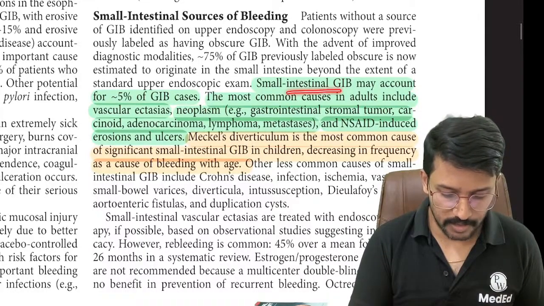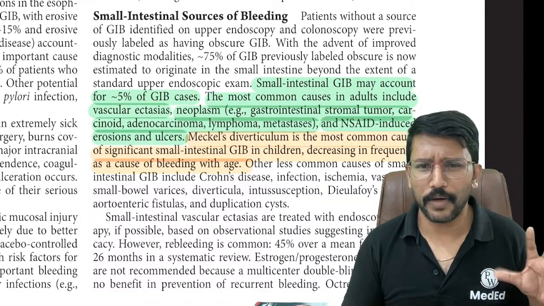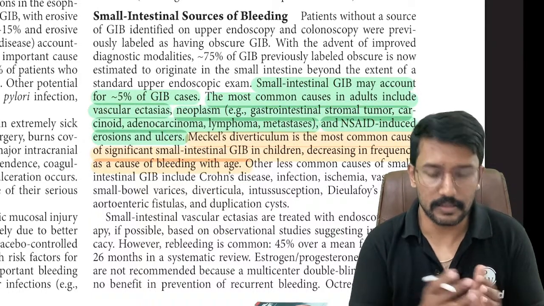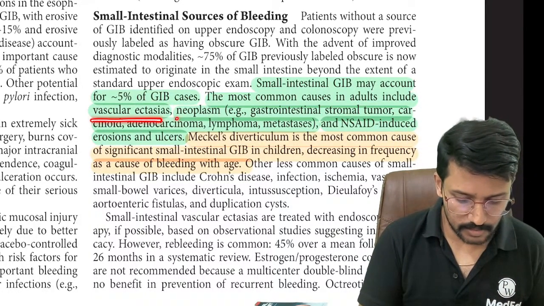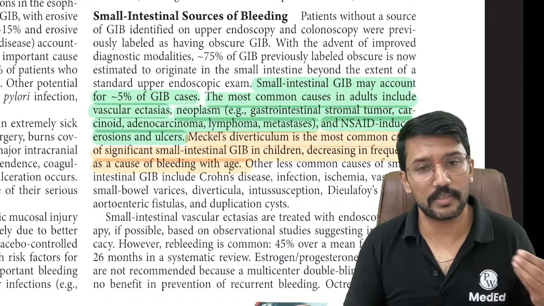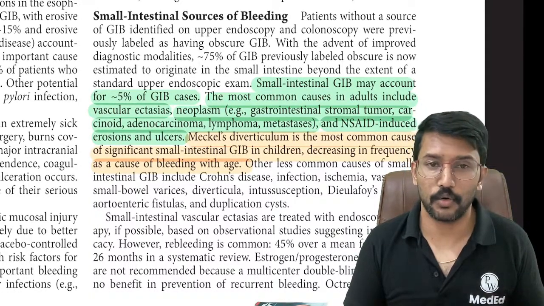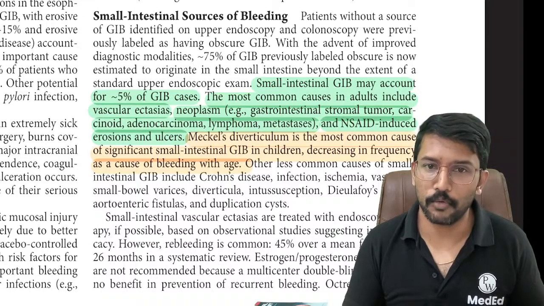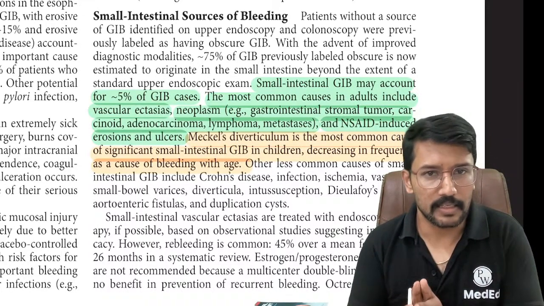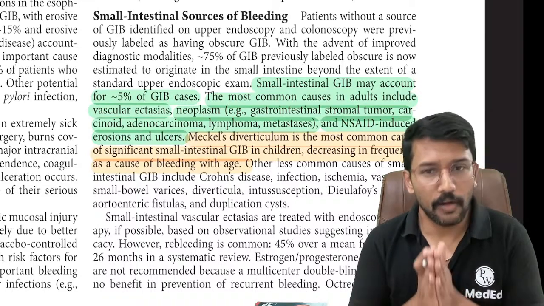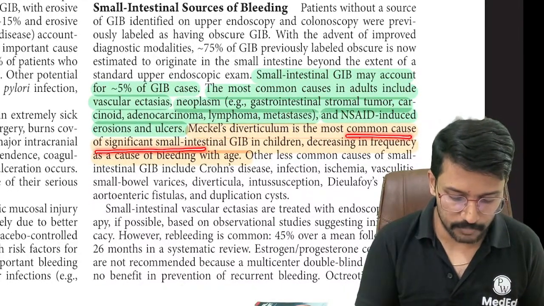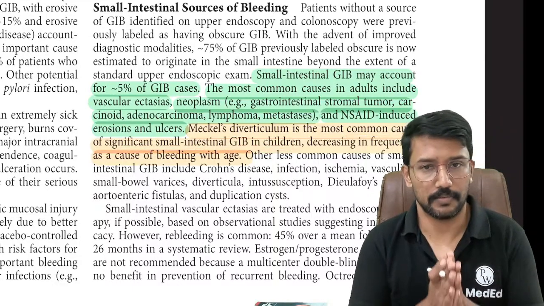Right? Small intestinal GI bleed, he says, may account for around 5% of all gastrointestinal bleeds. And the most common causes in adults are vascular ectasias, the tumors originating from the small intestine, like the GIST, gastrointestinal stromal tumors, carcinoids, adenocarcinomas, lymphomas and METs, and sometimes NSAID induced ulcers and erosions. Okay. He also mentions that Meckel's diverticulum is the most common cause of significant small intestinal GI bleed in children.